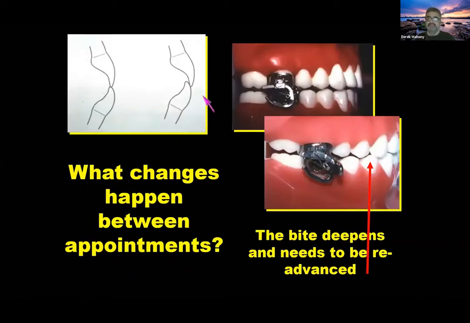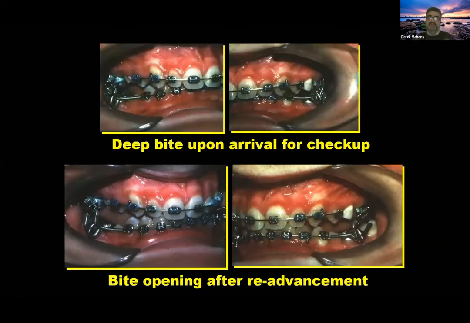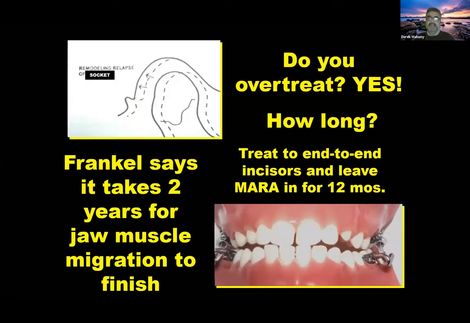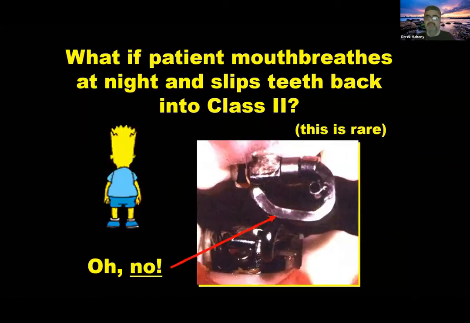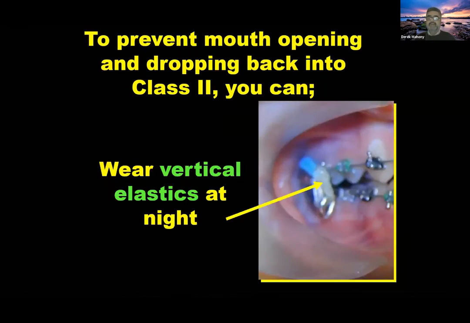You know, every visit, the bite deepens, so then we do have to re-advance. That's what the stepwise advancement is. You can see here, deep bite, I stepwise advance, and I open that bite. You know, we over-treat. We treat edge to edge because we know from Frankel's research, it takes a lot of time for that muscle to remodel, and I'll get some of that muscle wanting to pull back, right?